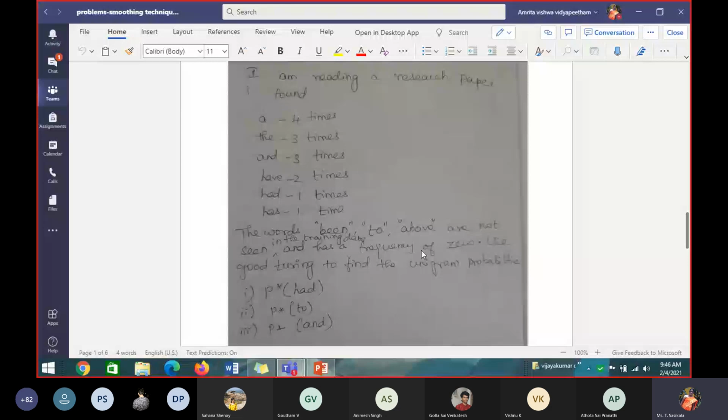So what is the frequency of the? 3. What is the frequency of to? 0. If it is 0, what do I have to do? I have to take some probability from the 1 word count and give it to the 0 count words. So the words been, to, above are not seen in the training data, so their frequency will obviously be 0. So use Good-Turing to find the unigram probability.